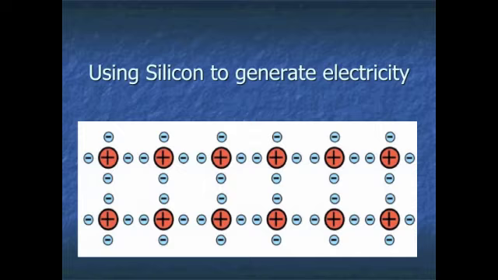Photovoltaic materials are most commonly manufactured with silicon crystals. Silicon has 14 protons and 14 electrons. The 4 electrons that orbit the nucleus in the outermost energy level are called valence electrons. These electrons are shared with neighboring silicon atoms through a covalent bond.